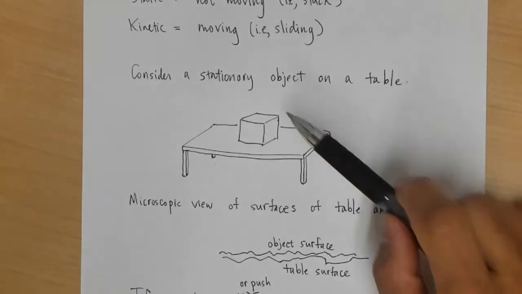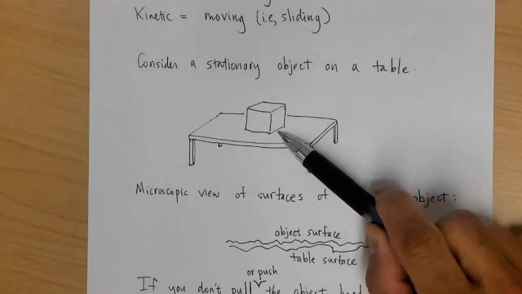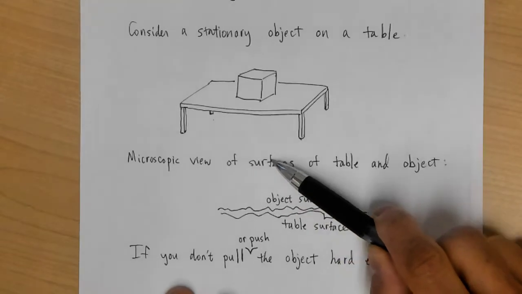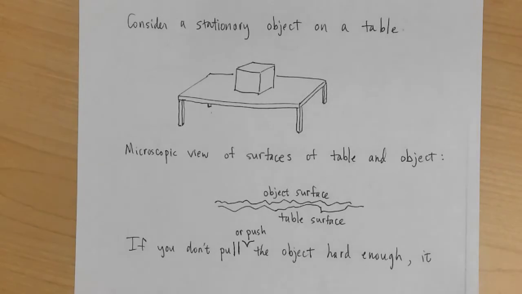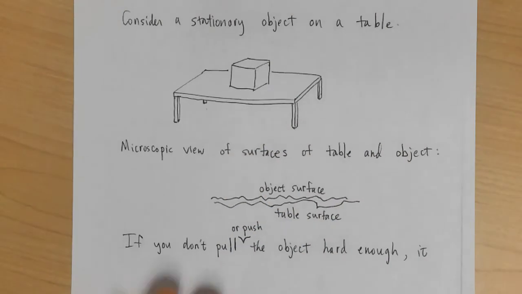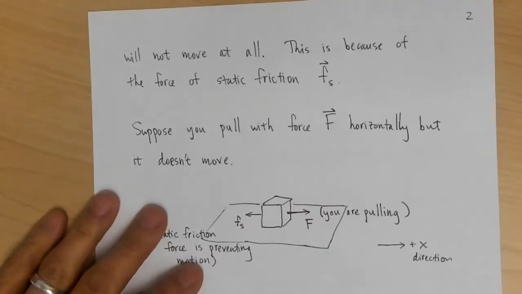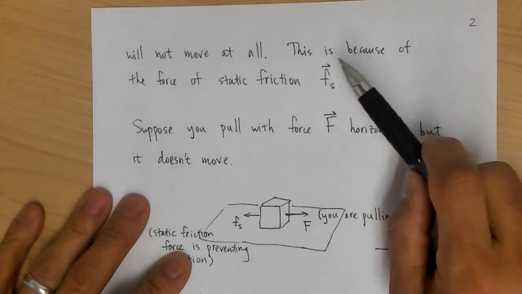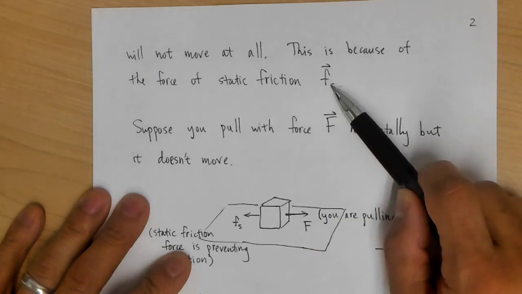So first let's consider a stationary object on a table. If we do a close-up of the surface between the object and the table surface, then we see there's roughness in the object and in the table surface. And that's the cause of friction, why it's difficult to slide things along the surface. If we don't pull hard enough or push hard enough, the object will not move at all. And this is because of the force of static friction. So remember, static means not moving. And we call this static friction force Fs.